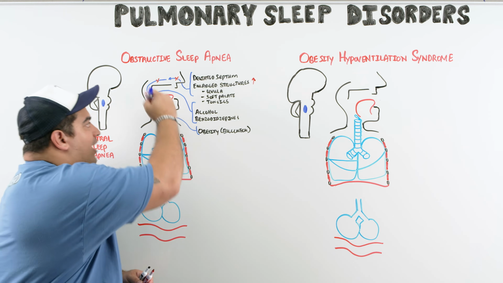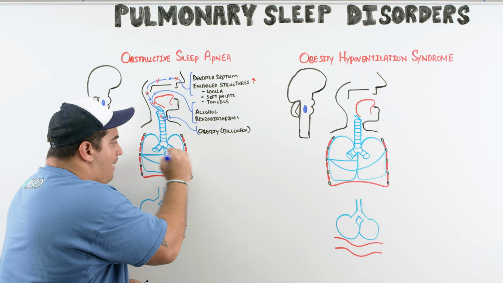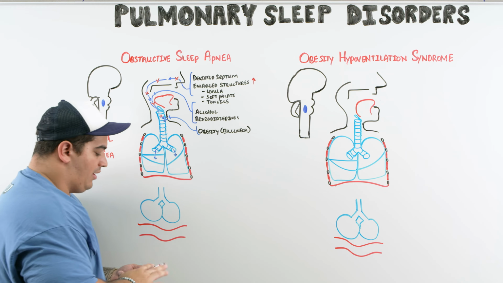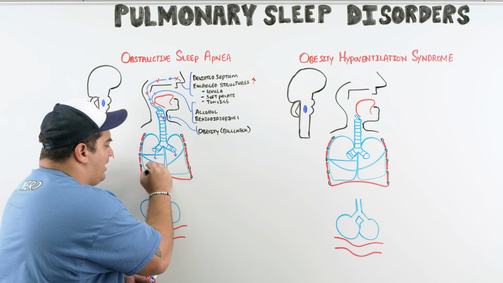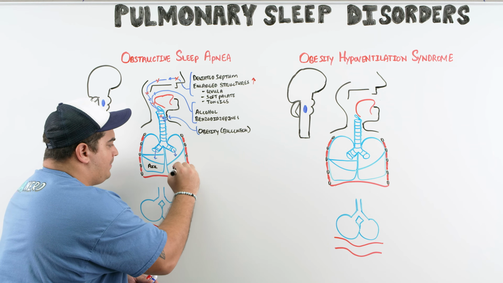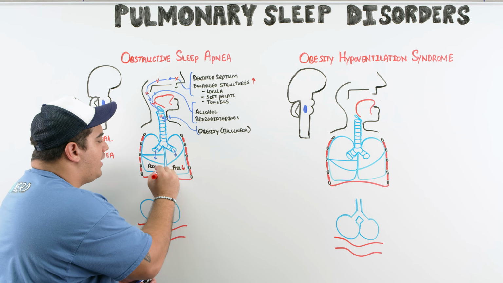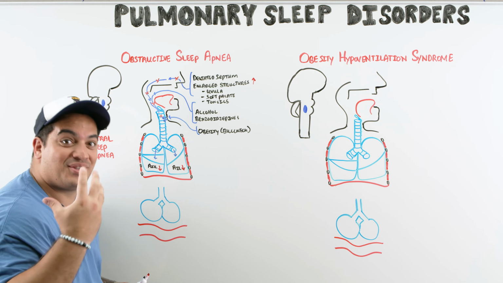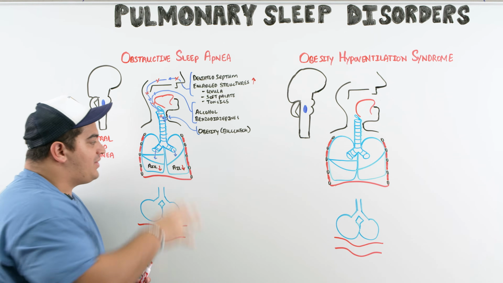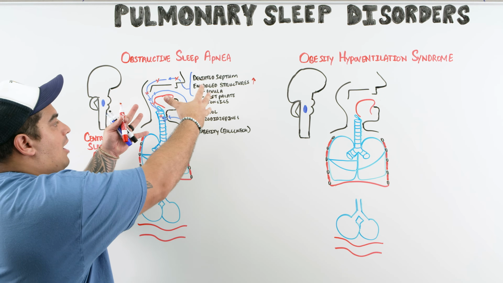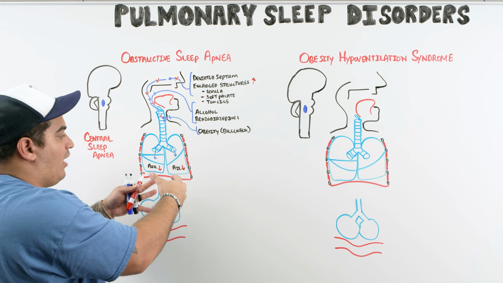So if I'm not getting as much airflow coming down here, then what happens is I don't aerate my lungs, and I don't ventilate them is another better way of saying this. But the big thing to remember is that this is more particularly common when they're sleeping. So when these patients are sleeping, all of these problems come into play. They obstruct the airway. They don't get airflow while they're sleeping.